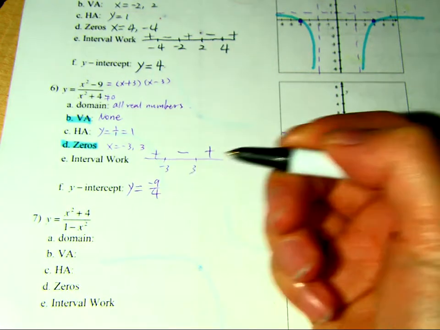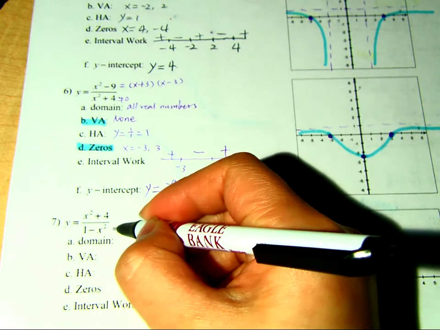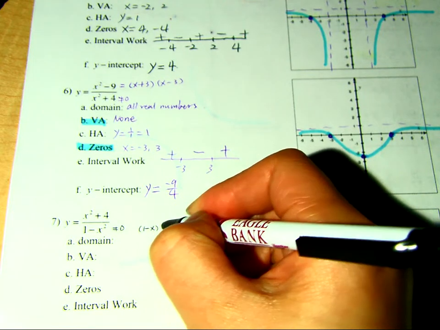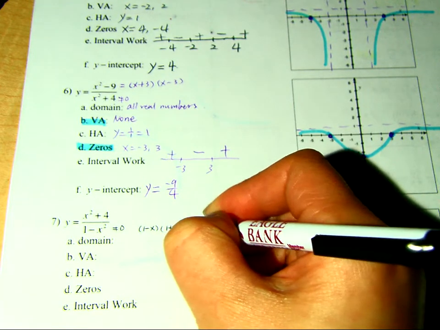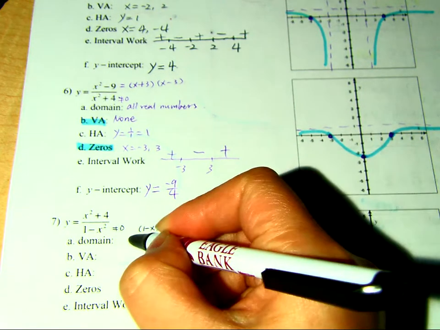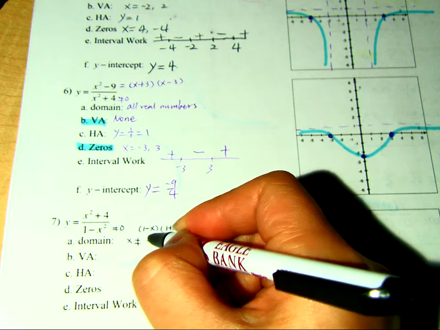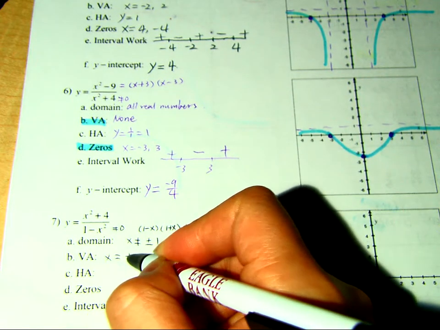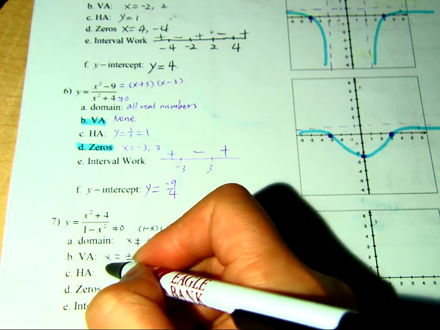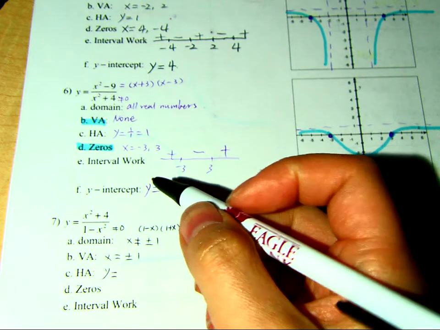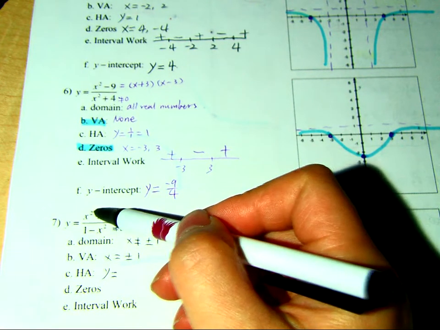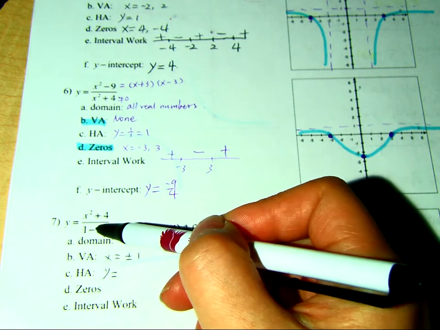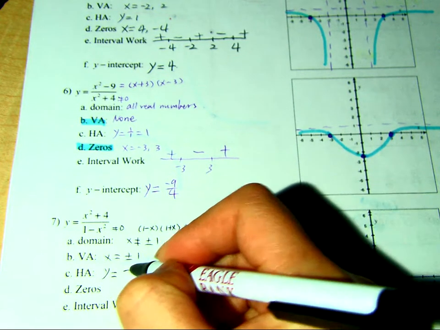The domain is the bottom. When the denominator is not equal to 0, you can factor the bottom into 1 minus x times 1 plus x. So we know x is not equal to positive or negative 1. That makes the VA equal to positive and negative 1. The HA: equal power, highest power x squared, highest power x squared. So the leading coefficient will be 1 divided by -1, which gives you -1.